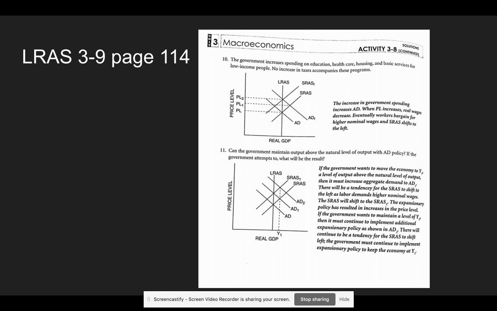Whenever aggregate demand shifts to the right, the response is that SRAS is going to naturally shift back to the left as workers are negotiating for higher wages to compensate for that increase in prices. So if the government wants to maintain output at this level, it's going to have to continue to implement more expansionary policy. Now, I'm not sure if that's a term I've used before, but expansionary policy means that the government's going to have to take proactive action to continue things like spending or tax cuts to continue aggregate demand moving to the right. Okay, I think that's it.